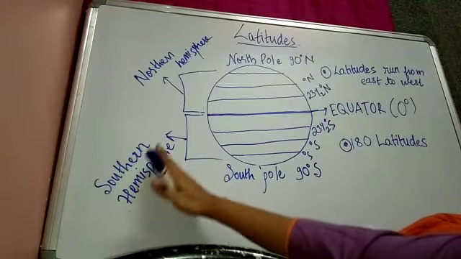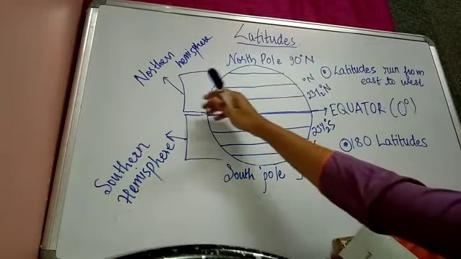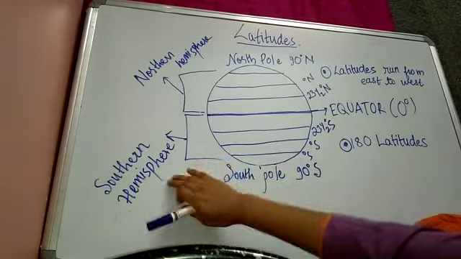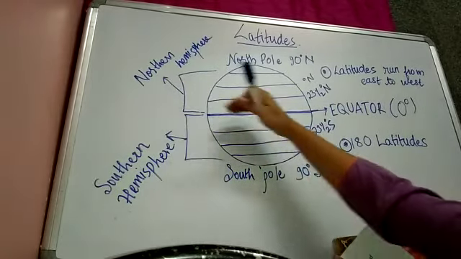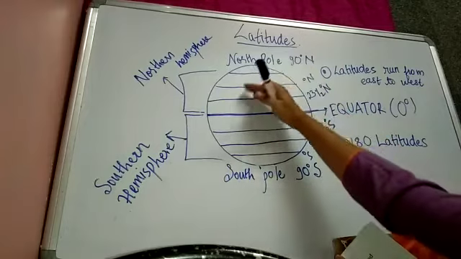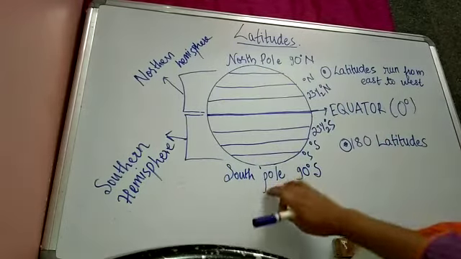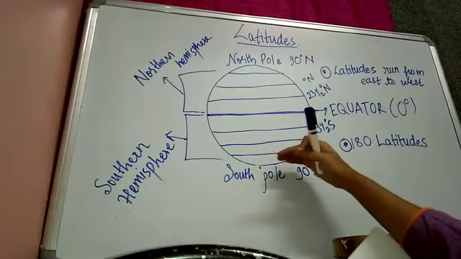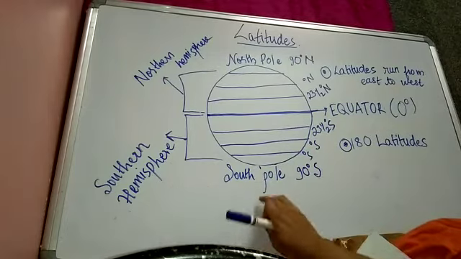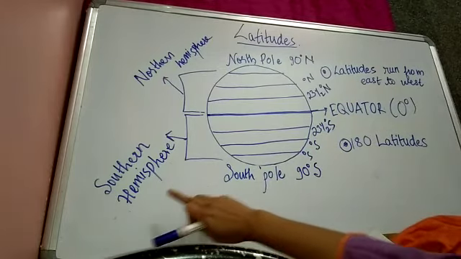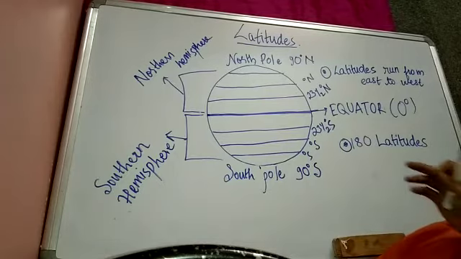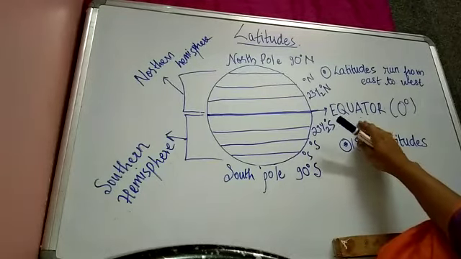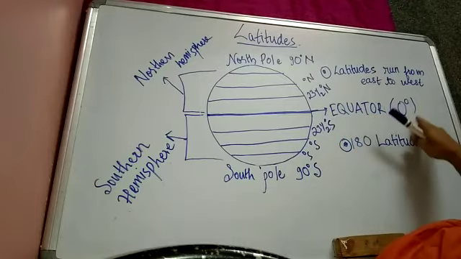One is the southern hemisphere and the other is the northern hemisphere. The northern hemisphere comes above the equator, that is, near the north pole, and the southern hemisphere lies below the equator, near the south pole. Hence it is named the southern hemisphere. Then the equator is named as 0 degree.